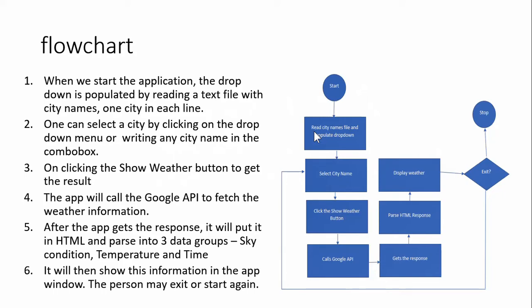After the app gets the response, it will put it in HTML and parse it into 3 data groups: sky condition, temperature and time. It will then show this information in the app window. The person may exit or start again.